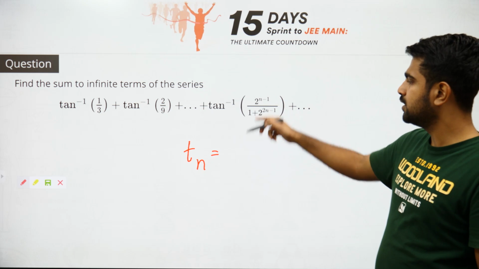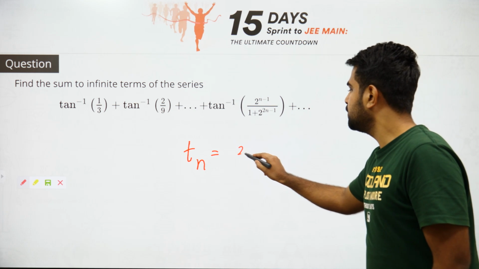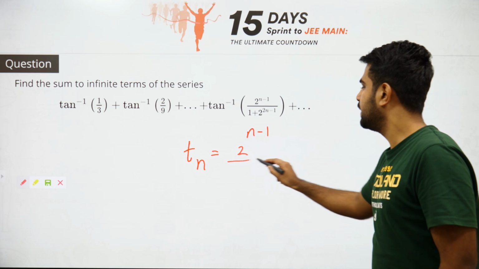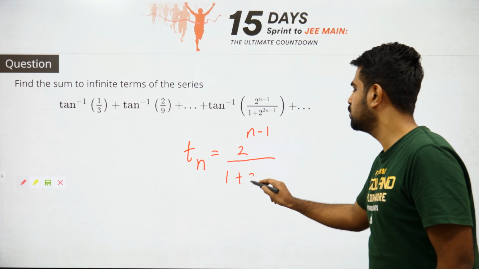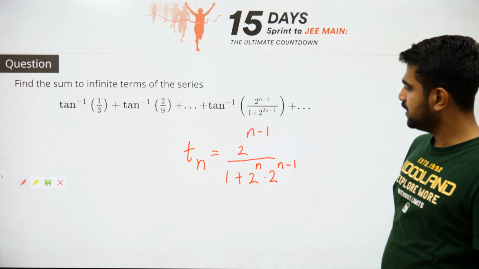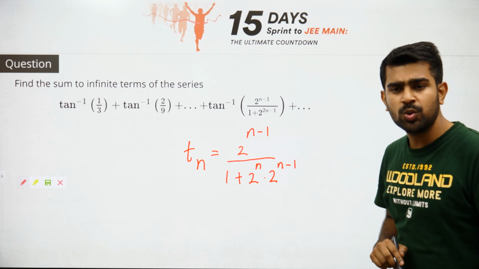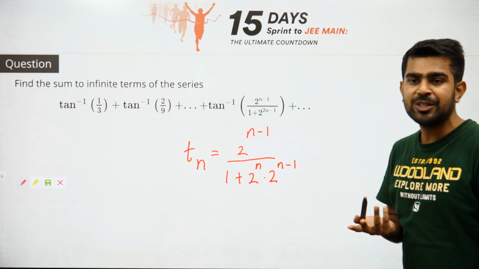They have given it over here. So this is exactly my nth term. Now I will simplify it. 2 to the power n minus 1 by 1 plus 2 to the power n into 2 to the power n minus 1. Can I write it like that? Because 2 to the power n into 2 to the power n minus 1 is nothing but 2 to the power 2n minus 1.